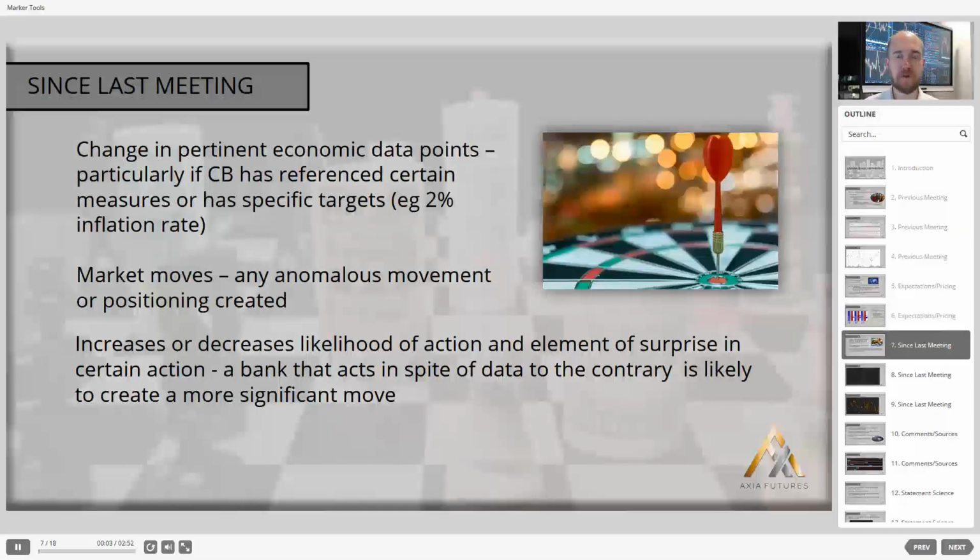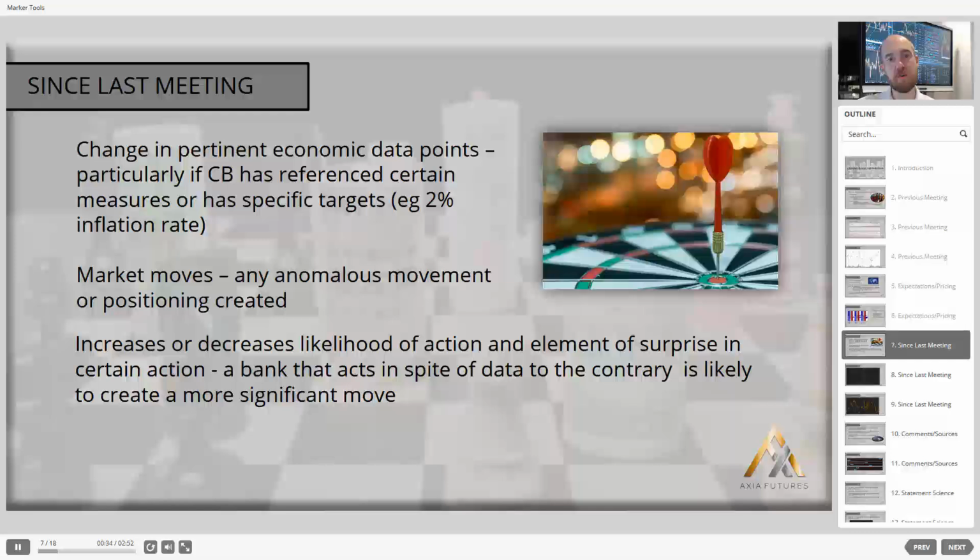Next up, we take a slightly more qualitative view of what's happened since the last meeting. Firstly, we're going to look at changes in pertinent economic data points. The reason for this is some central banks are data dependent. By this, I mean that they will state that we will not move until unemployment, for example, falls below a certain rate, or you know that a central bank's mandate is for inflation at 2%.